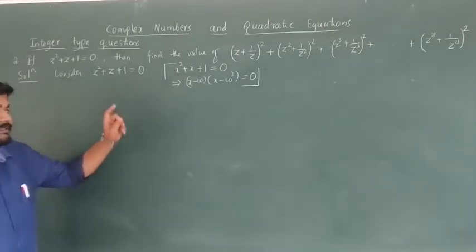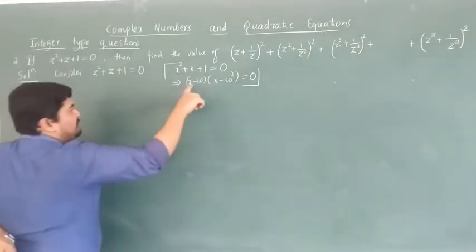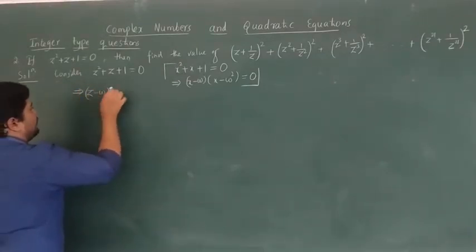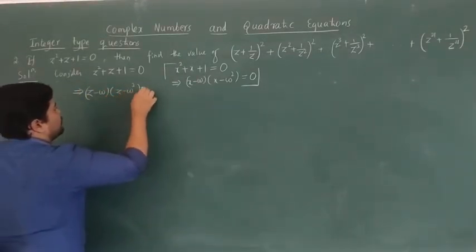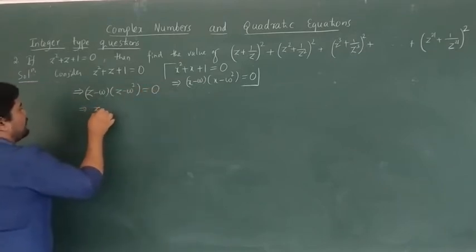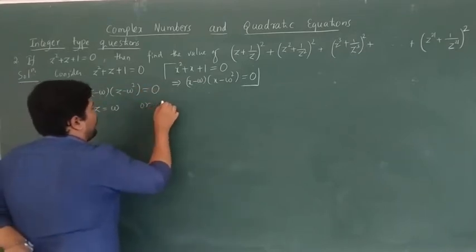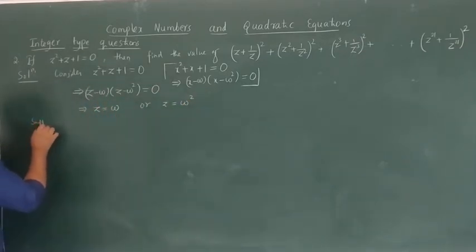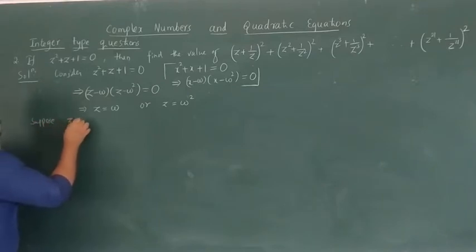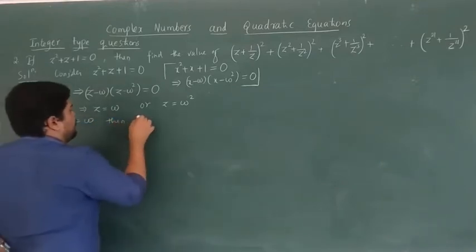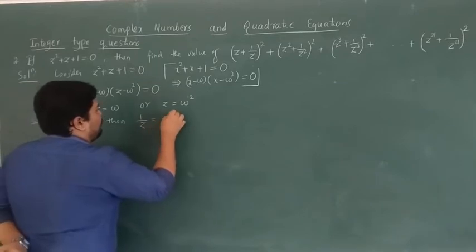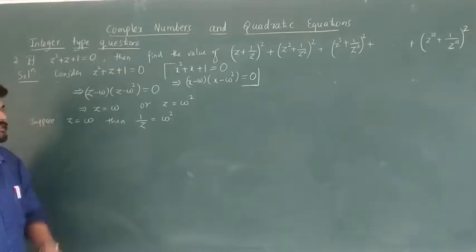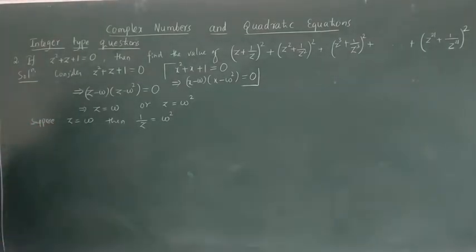Same thing holds for here if you replace this x by z. Thus, we will get (z minus omega)(z minus omega square) equal to 0. Now, this implies either z is equal to omega or z is equal to omega square. Now, suppose z is equal to omega, then 1 divided by z is equal to omega square, because these two, omega and omega square, are inverses of each other. I hope you have understood up to here.